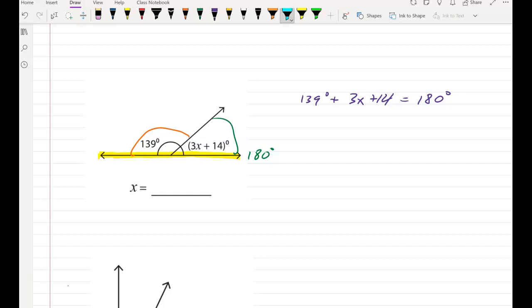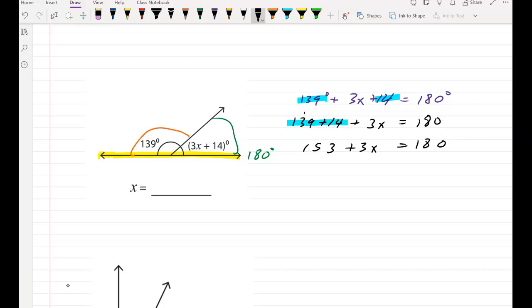And then we combine our like terms, 139 and 14. 139 plus 14 plus 3x equals 180. Okay, as you can see, all I did was combine my like terms. Now 139 plus 14, that is what? 153 plus 3x equals 180.